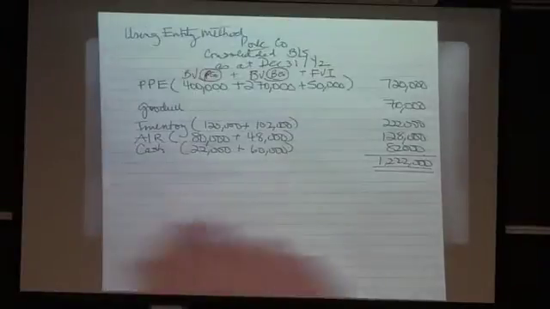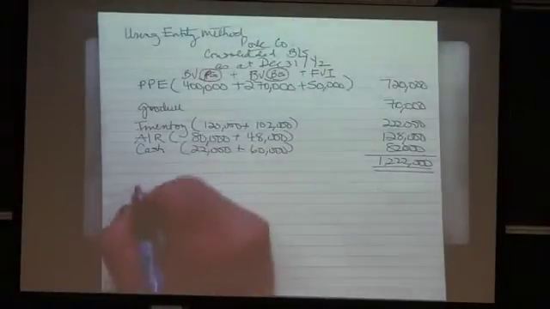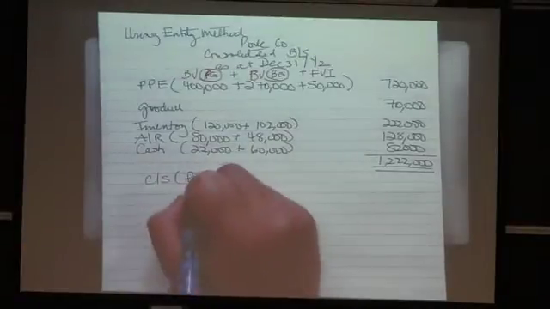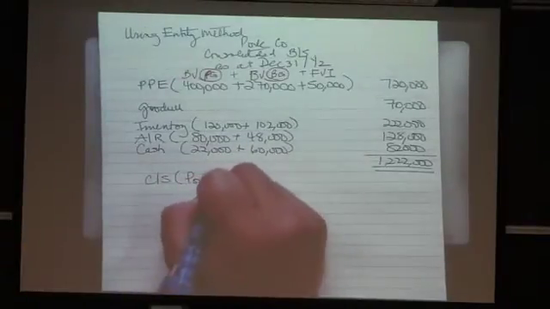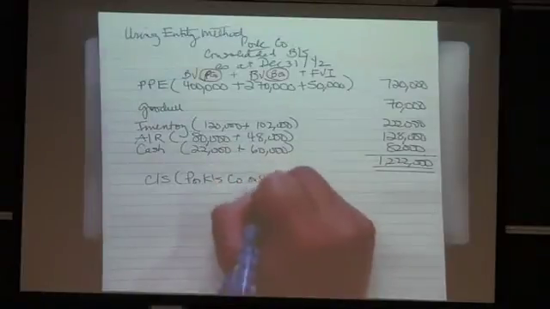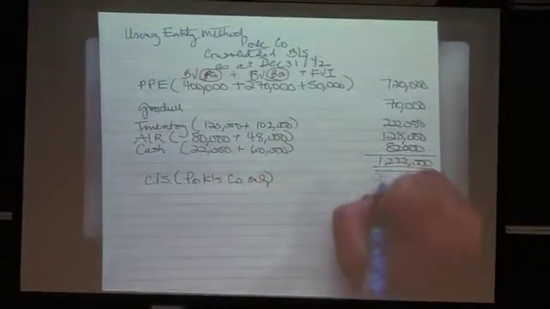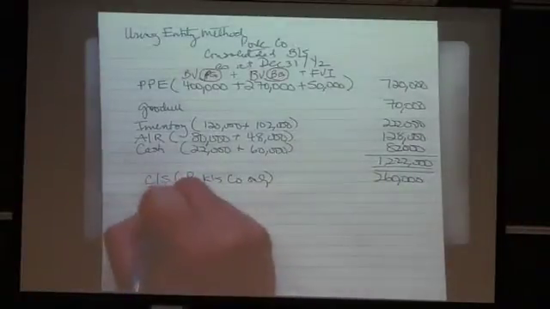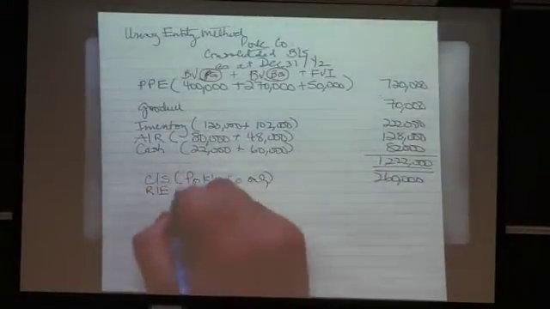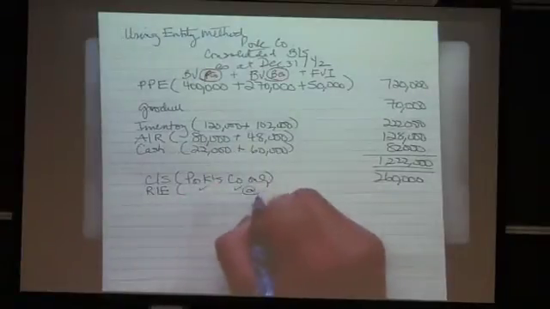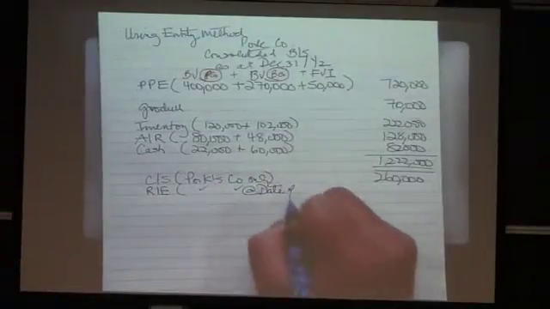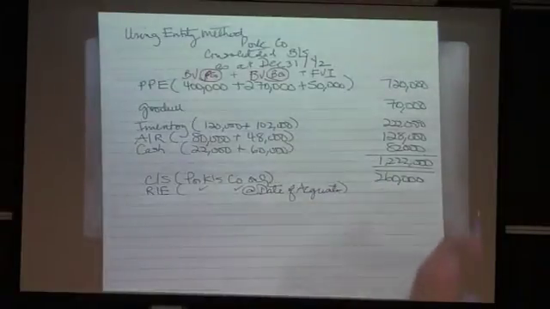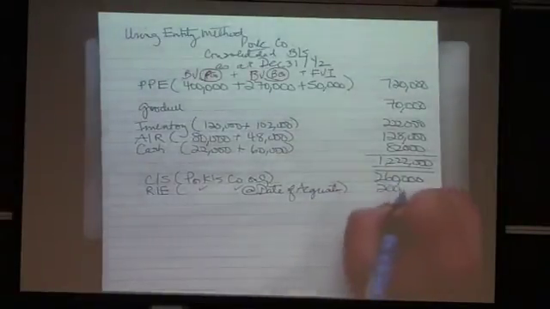Now, in terms of the other side, we've got common shares. And this is always Pork's. Okay, so 260. And retained earnings, because it's the date of acquisition, that would be 200,000.